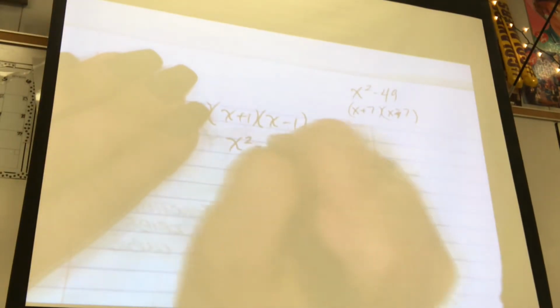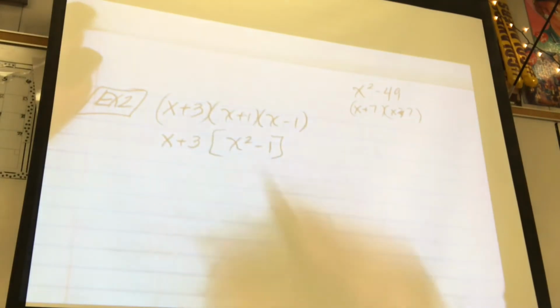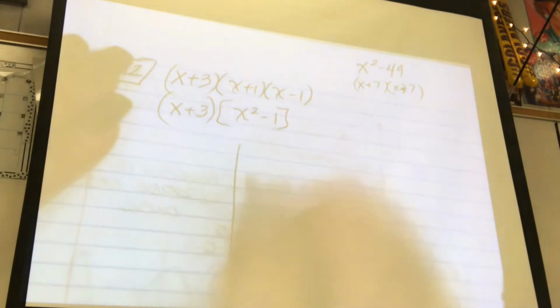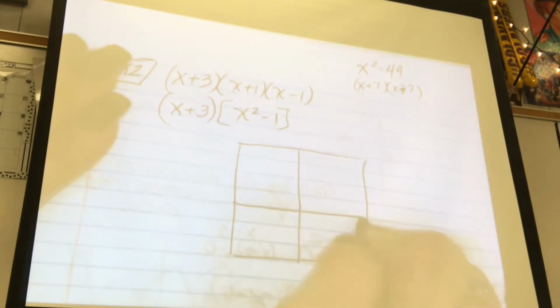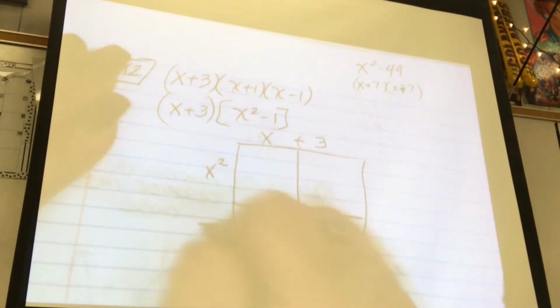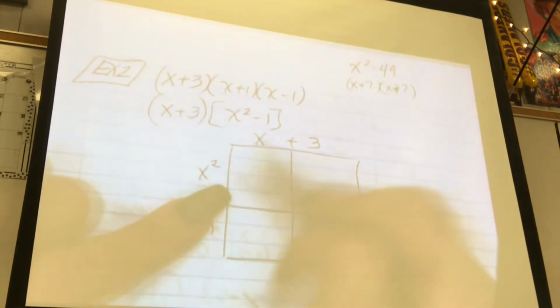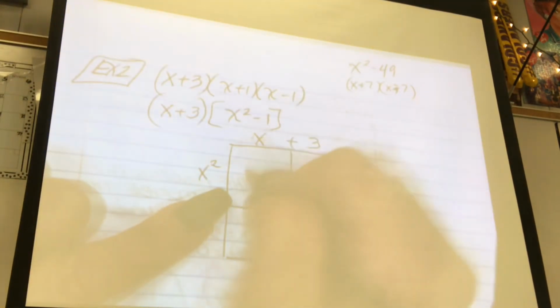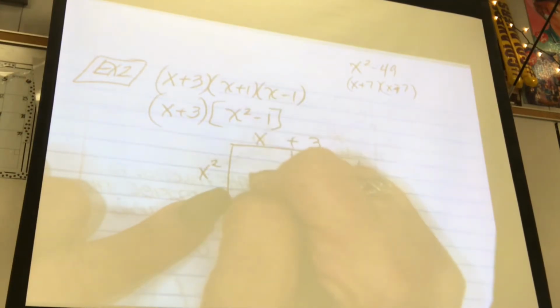x squared minus 1. And then I just have to multiply that by x plus 3. So I could either FOIL or I could use my box. So let's say I have x plus 3 and x squared minus 1. x times x squared is what? Kyle, tell me, what's x squared times x?